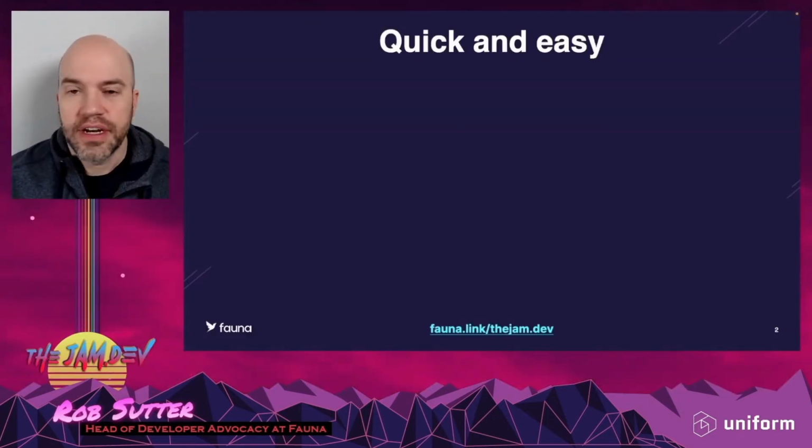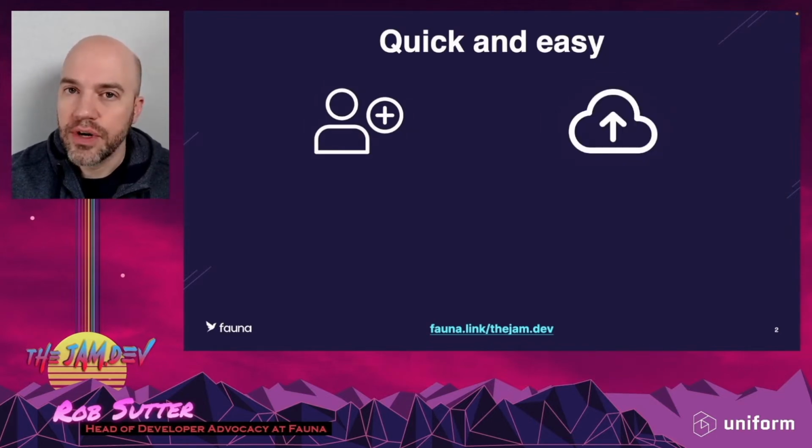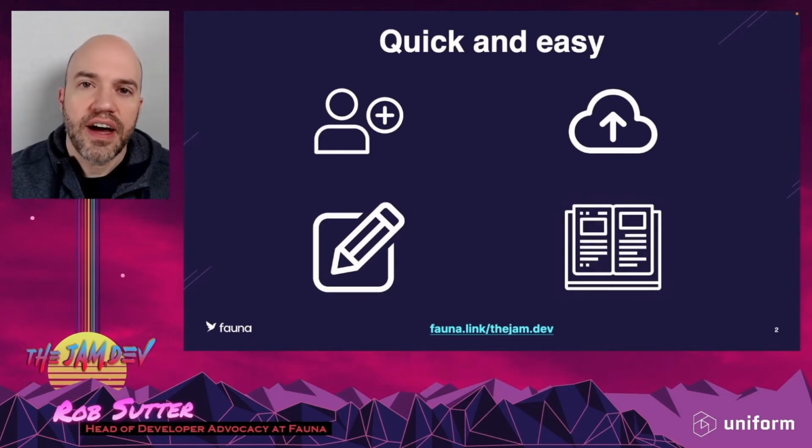In the next 10 minutes, you're going to see how quick and easy it is to add a backend to your app using GraphQL and Fauna. You're going to sign up for a new account with Fauna. You're going to upload a simple GraphQL schema. You're going to make some modifications to that schema to see how powerful Fauna's auto generation is. And finally, you're going to get some additional resources to help you learn and build more with Fauna.